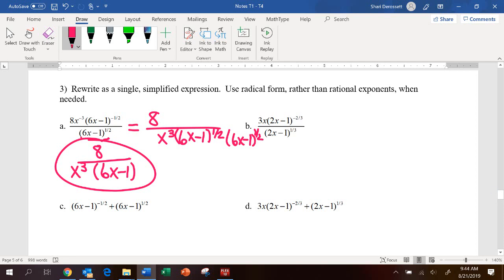All right, I want you guys now to try letter B. I'm going to be working it up here, but try not to look up unless you get stuck.